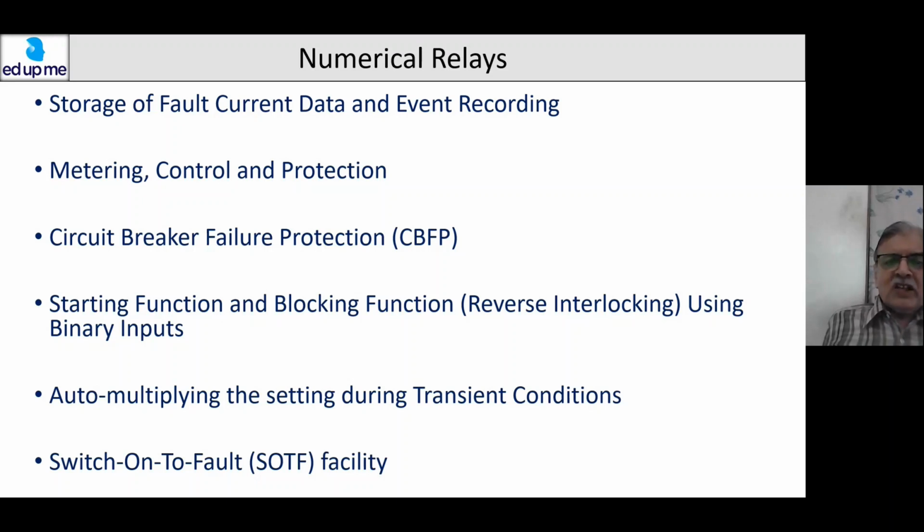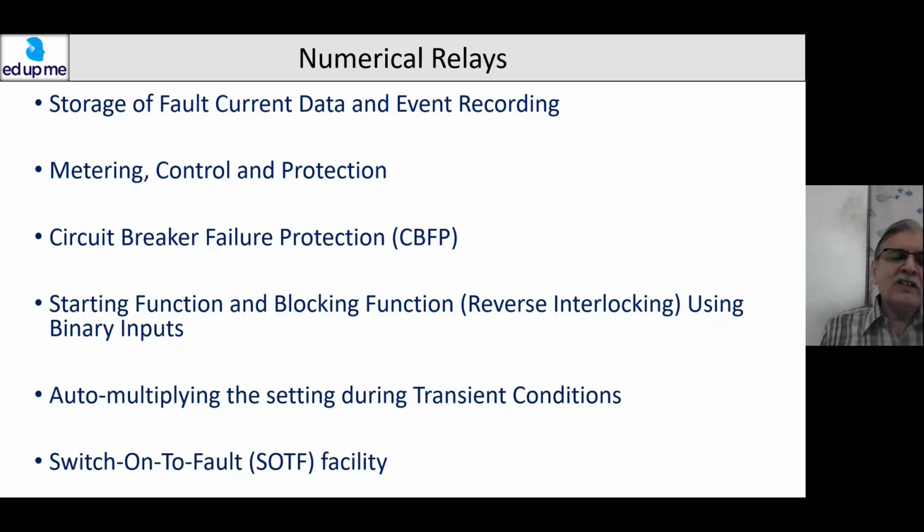Auto multiplying the setting during transient conditions. So you can multiply the setting. This is very important, because when you are energizing a transformer, the magnetizing inrush is 10 times the rated current in the worst case. When you are starting an induction motor, the starting current is 6 times the rated current. Now for this inrush current, if the relay operates, that is wrong. Therefore, you had to keep the setting of the high set unit at a very high value.